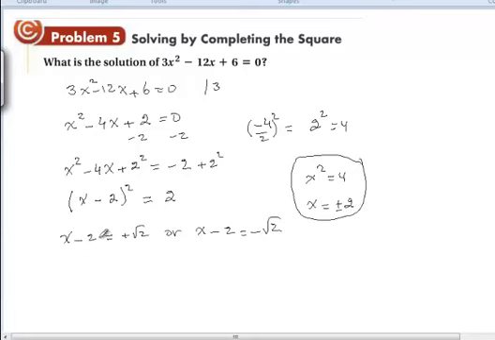Now we simplify this equation. You add 2 to both sides, plus 2, you get x is equal to radical 2 plus 2, or x is equal to negative radical 2 plus 2. Okay? Good.